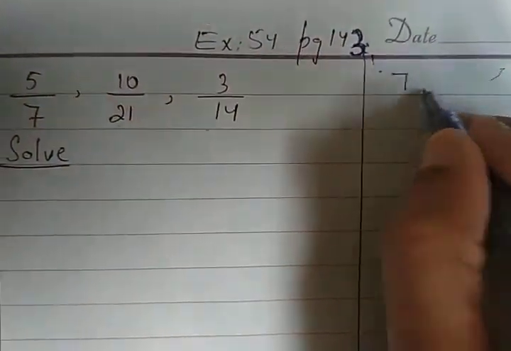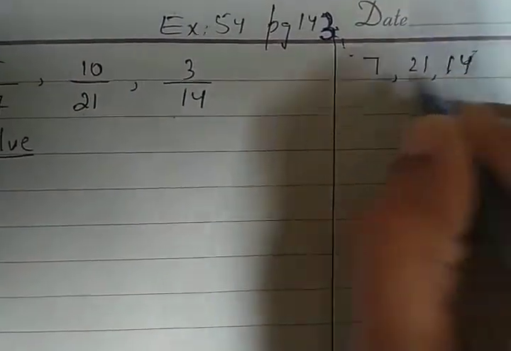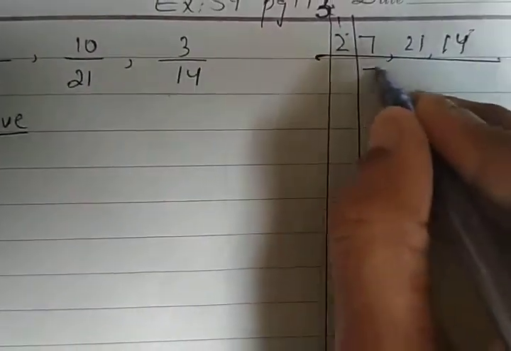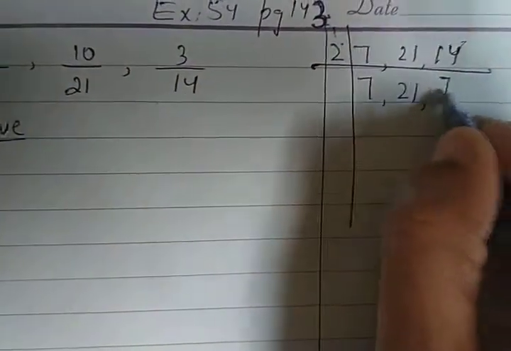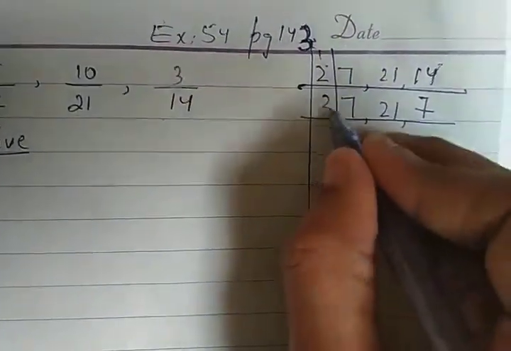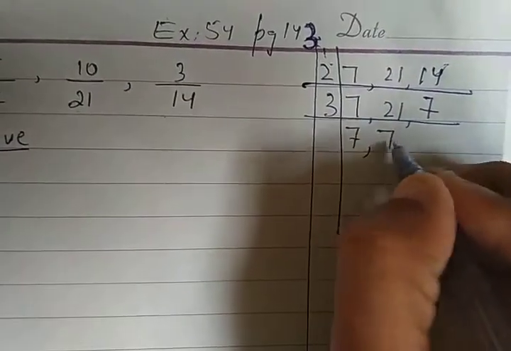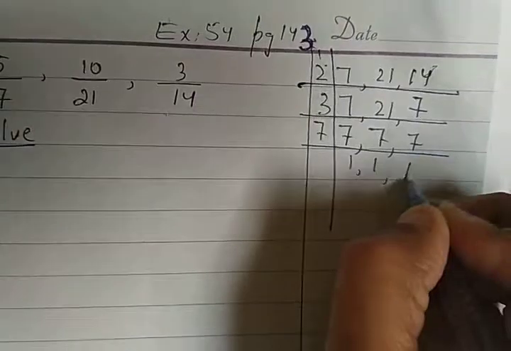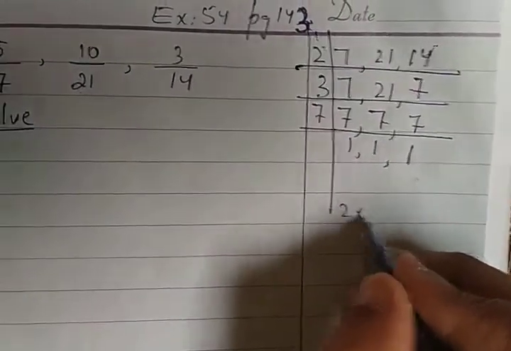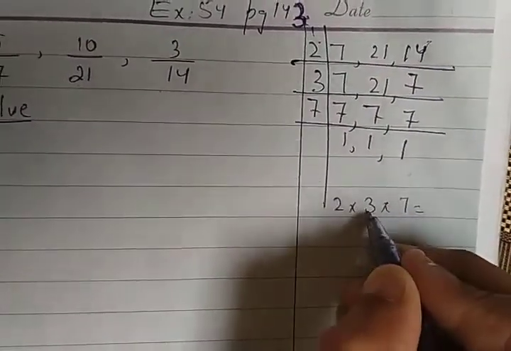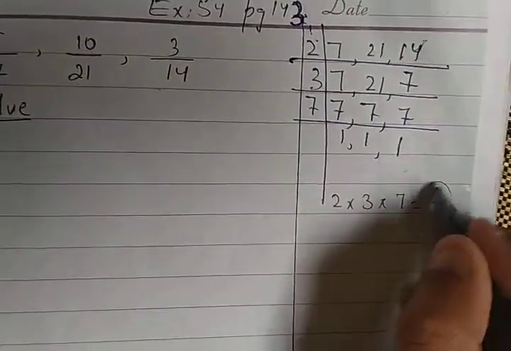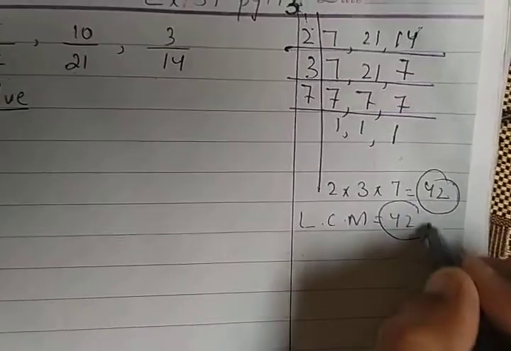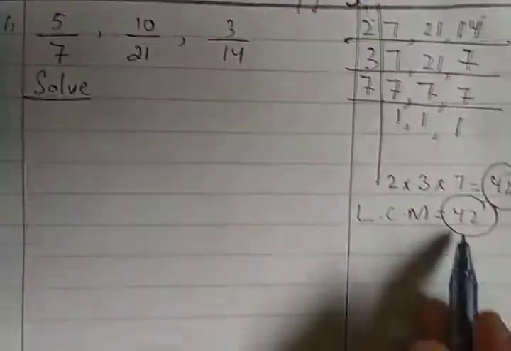So 7, 21, 14. First you take 2, 7 as it is, 21 as it is, 2 7s are 14. 21 comes in the table of 3, so you write 7 as it is, 3 7s are 21, 7 as it is. Now 7 1s are 7, 7 1s are 7, 7 1s are 7. So the LCM is 2 3s are 6, 6 7s are 42. LCM is 42.